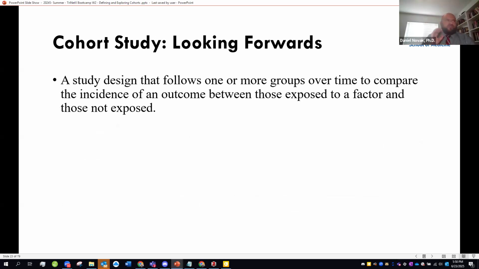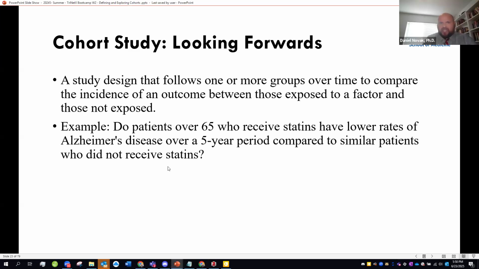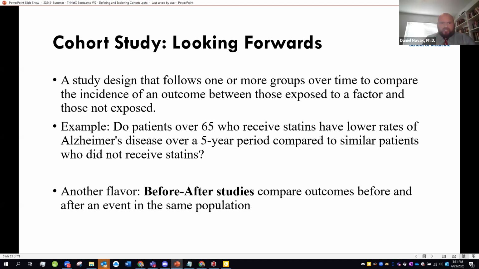Cohort studies, again, looking forwards. That's some folks coming in. Looking forwards, they follow one or more groups over time to compare the incidence of that outcome for those exposed to that factor versus those not exposed. That's pretty straightforward, but we're following them from the index event forward as opposed to looking at the cohort and looking back at common characteristics that maybe they exhibited earlier. So do patients over 65 who receive statins have lower rates of Alzheimer's disease over that 5-year period compared to similar patients who did not receive statins? We're looking forward into their work.